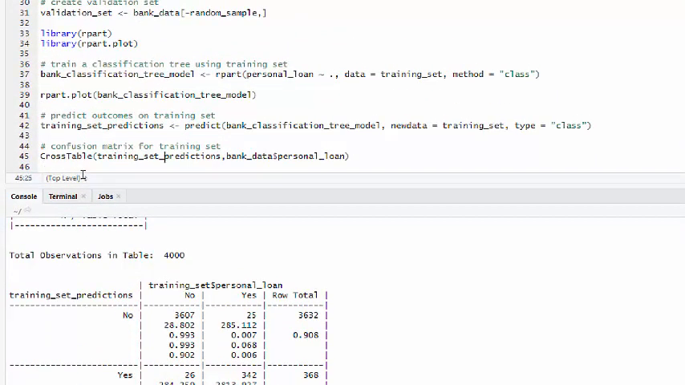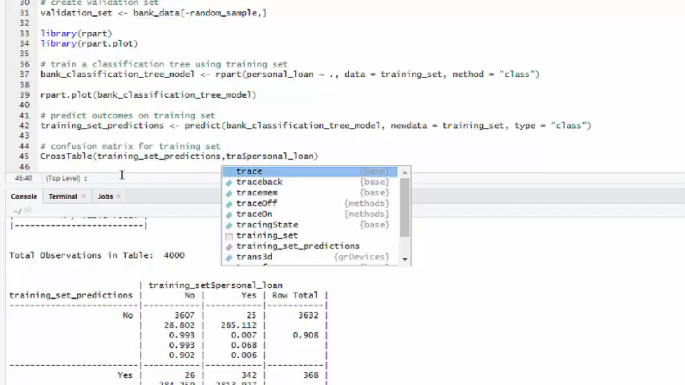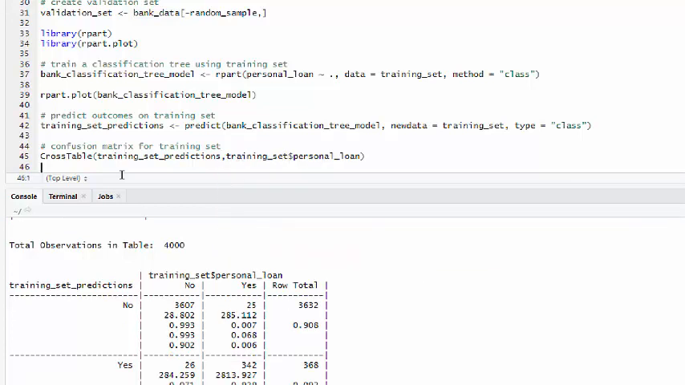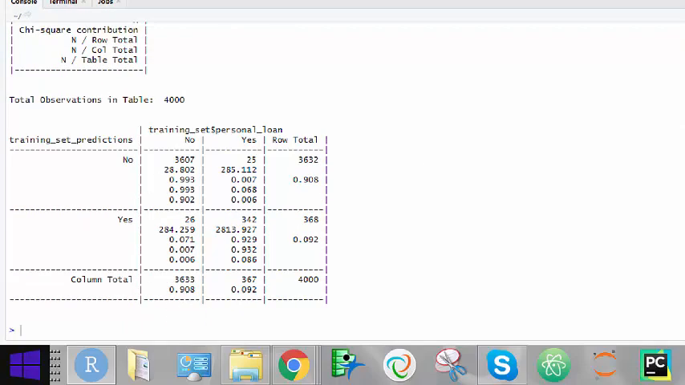Because, how many predictions do I have in my training set predictions? 4,000, the same as the training set. How many personal loan yes, no's do I have in my bank data? 5,000. That's basically the reason why it tells me that it's not going to work. So I have to use my training set, okay? Bam.